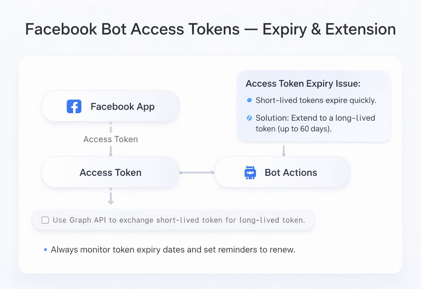There's a quick but practical question raised at the end of the session about Facebook bots and access tokens. A student mentions they built a Facebook bot and noticed that the access token expires quickly. This is a real and common issue. Facebook issues short-lived access tokens by default, but you can extend them to long-lived tokens, which last up to about 60 days, by using the Facebook Graph API token exchange process.